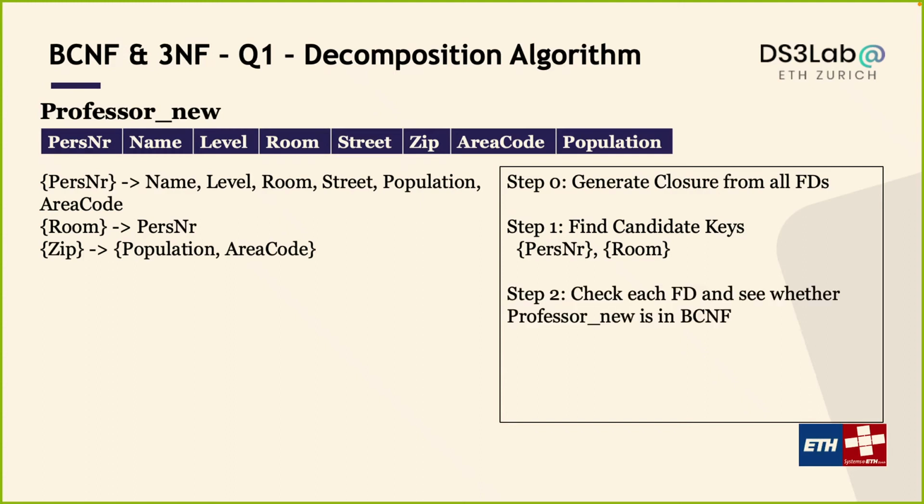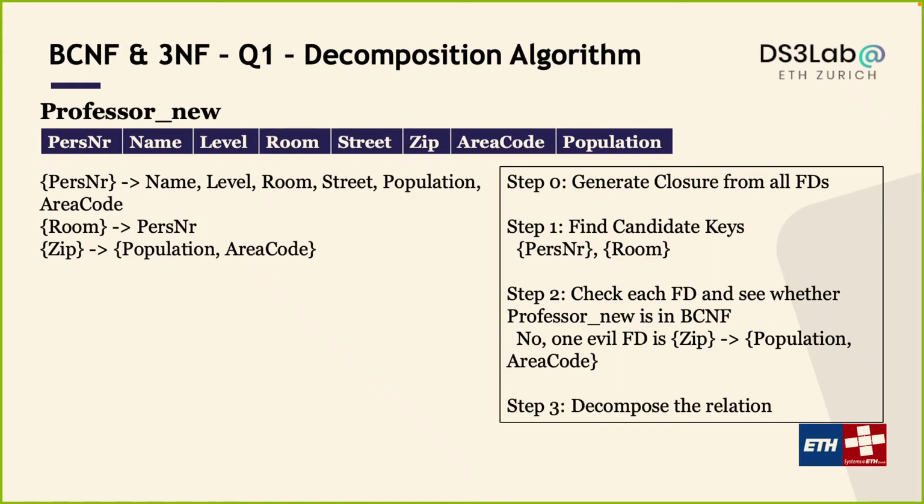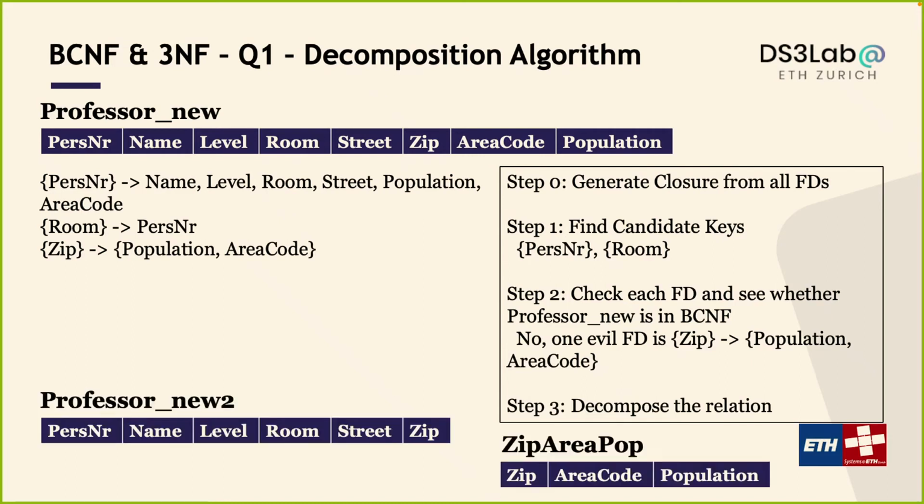And you say, let's check each of the functional dependencies to see whether this new relation is in BCNF or not. In this case, there's actually another evil functional dependency: zip code decides population and area code. And then you do decomposition again. Then you have two new relations. One contains the zip code and area code and population. Another does not contain information about area code and population.